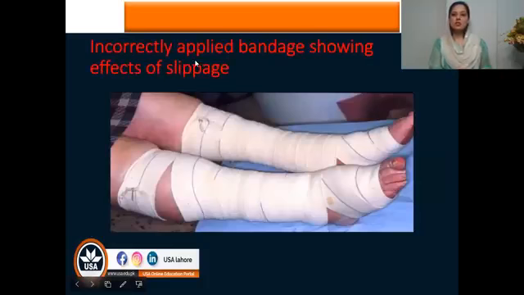This is a picture to show you the difference, in case it slips. Like I was saying just now, the circular one has a chance of slippage too. So in this way it is going to cause unequal pressure over the points, that this area is left, this one is covered. So it is going to cause certain areas to get compression, and others none.